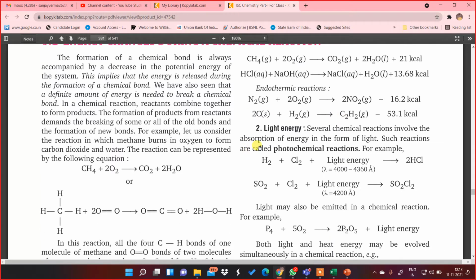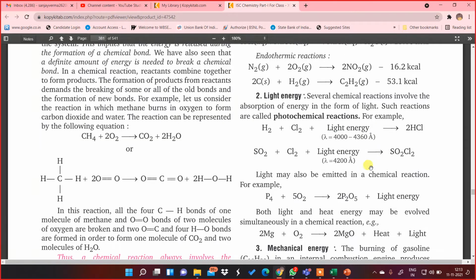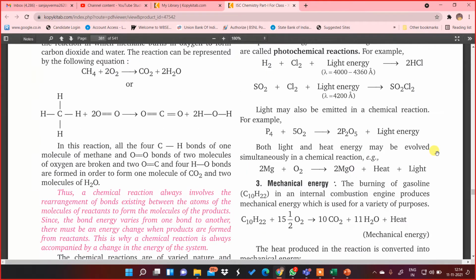The other form of energy is light energy. Several chemical reactions involve the absorption of energy in the form of light. Such reactions are called photochemical reactions. Examples are given over here: combination of hydrogen and chlorine, reaction of sulfur dioxide and chlorine. Light may also be emitted. These are using light energy.